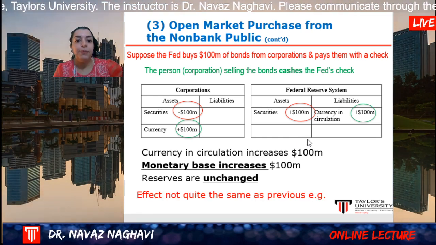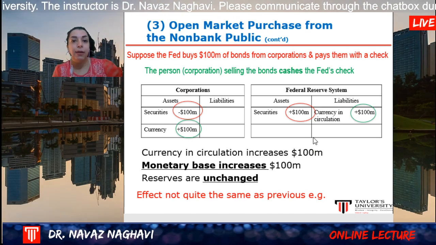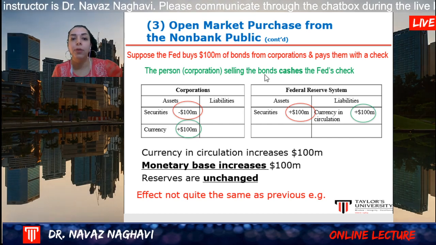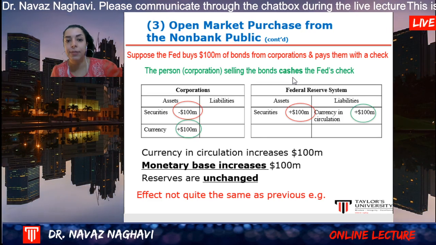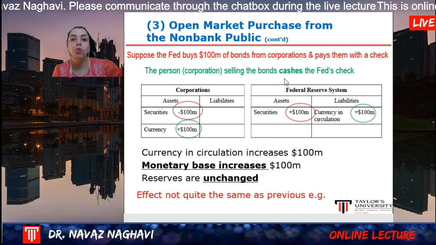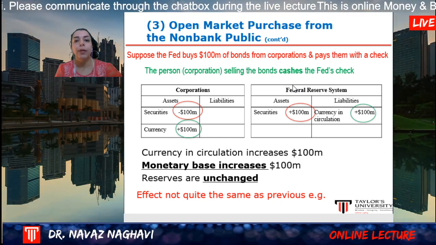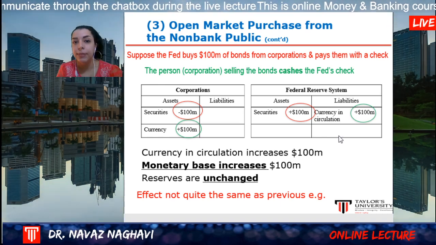What is the difference between this example and the previous example is that this time, the person or the corporation is selling a bond and they are receiving cash. So they are cashing the amount that they receive. Now I want to show you what will happen once we cash the amount. We cash the amount in the liability side of the Federal Reserve.